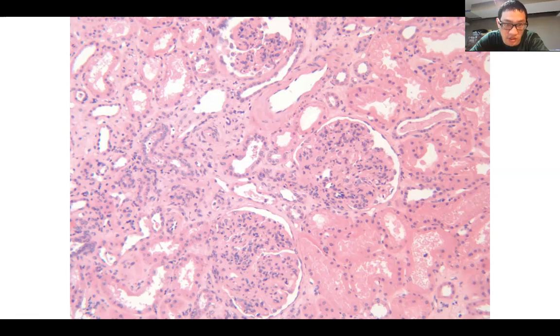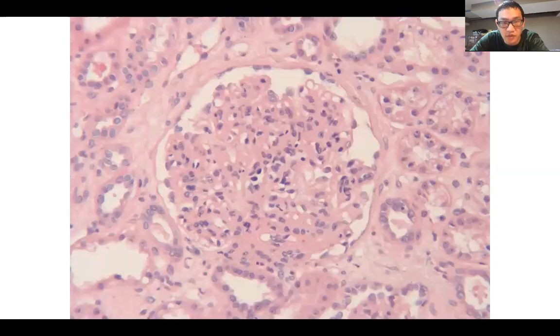Okay, it's different than the last one we had. Here is another view of it. Some of the capillary loops are open, right? So these look good. And then some of them are not. This one's definitely not. This one, you can see a lot of cells in it.